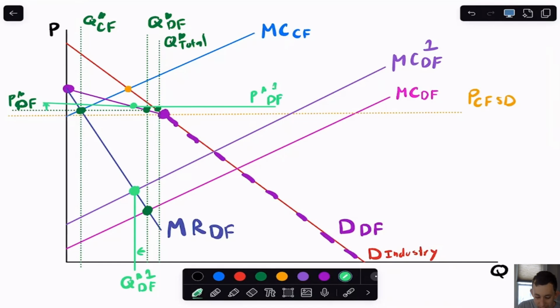And now the competitive fringe is facing a higher price. They're willing to supply more. So this is the new Q star CF1. And if we go over to the demand function, you can see that the overall quantity has gone down, which makes sense because the price in the market has gone up. You would expect the quantity to go down. It hasn't gone down that much, but you can see that the relative split between the competitive fringe and the dominant firm has changed. The competitive fringe is now supplying a little bit more, and the dominant firm, Q DF, is supplying relatively less than before in terms of overall market supply.